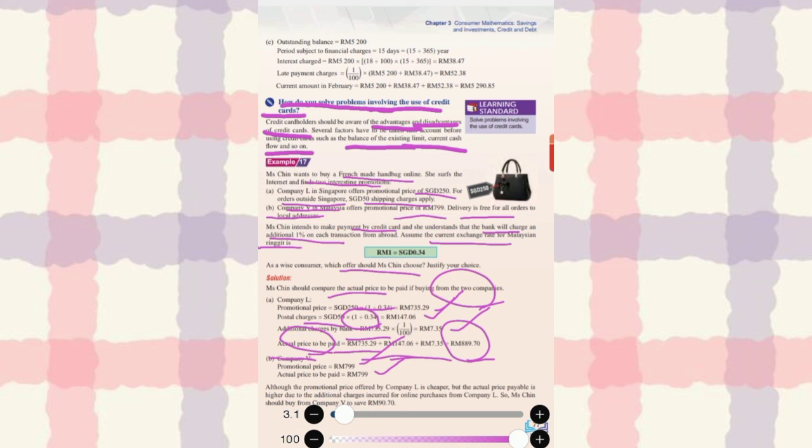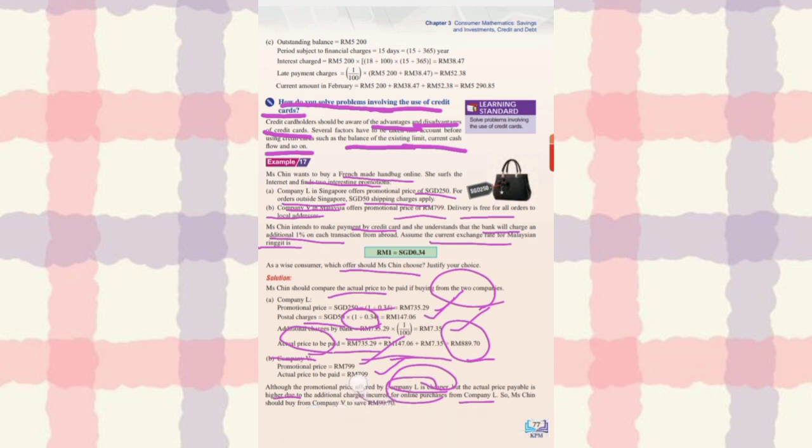Although the promotional price offered by Company L is cheaper, the actual price payable is higher due to the additional charges incurred for online purchases from Company L. So Miss Chin should buy from Company V to save 90 ringgit and 70 cents.